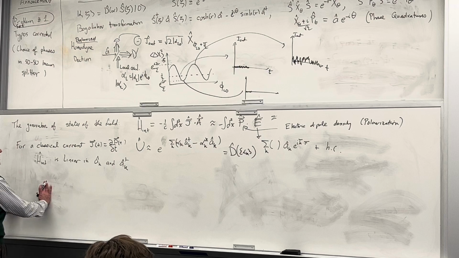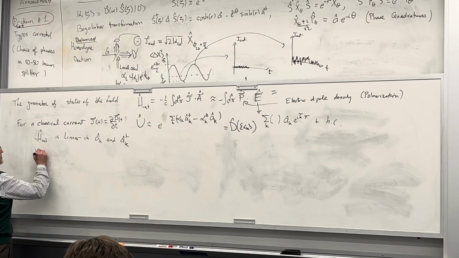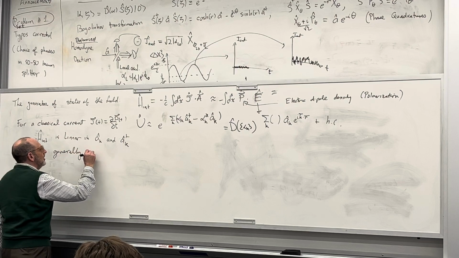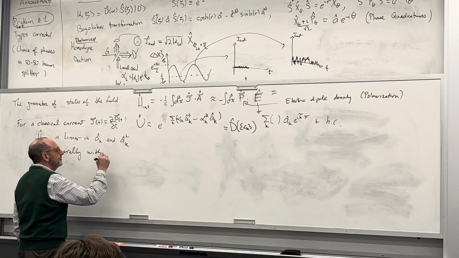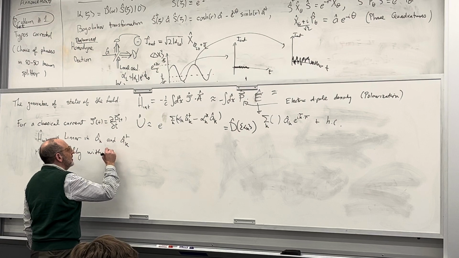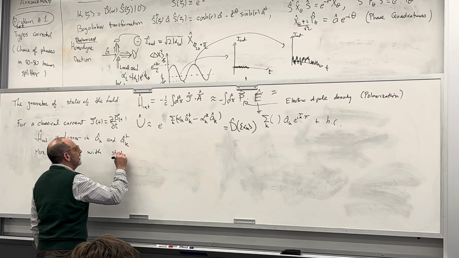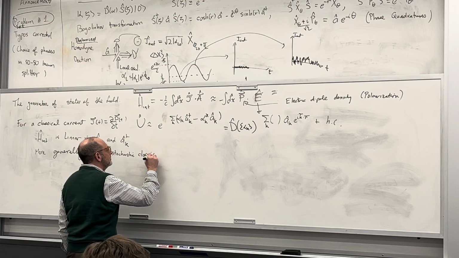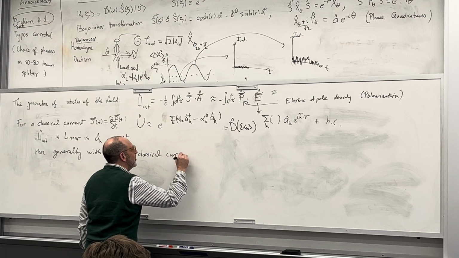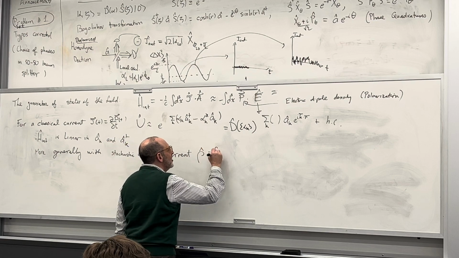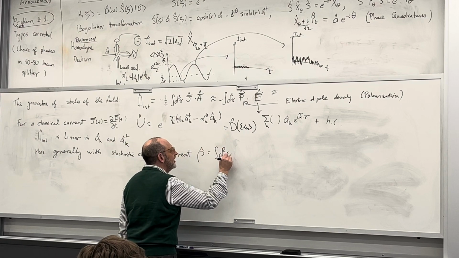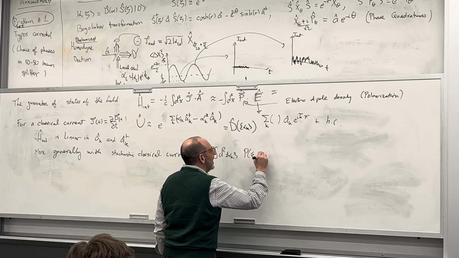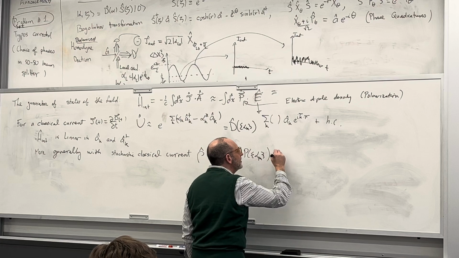So if I have a classical current, more generally, with stochastic classical current, the most general state that I would have would be some statistical mixture weighted by the probability distribution that's associated with the current.